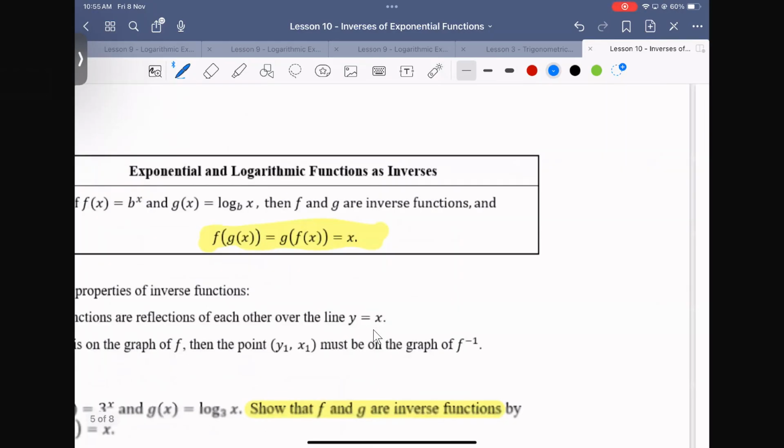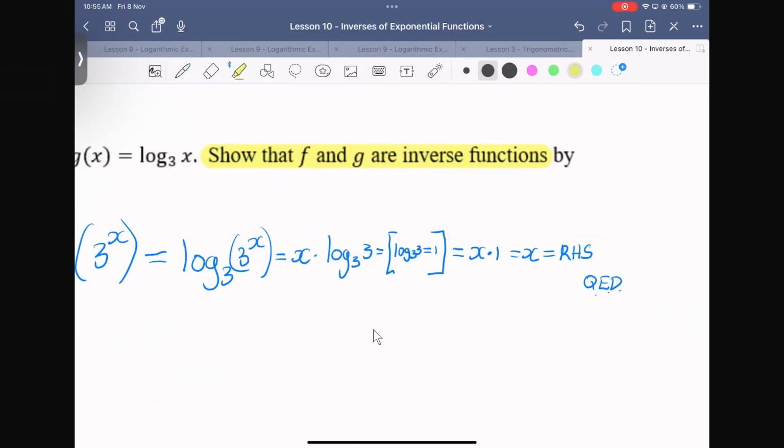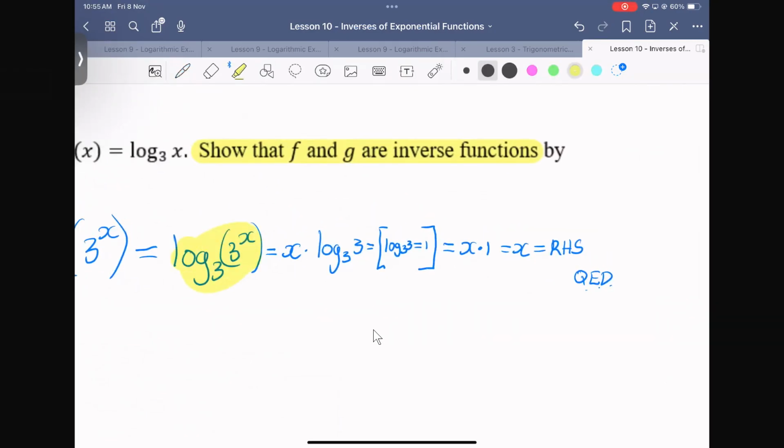The important thing to understand in this proof is the movement from this can't go straight to that, because in order to make that, you have to use the inverse property of these two functions. But that's what we're trying to show. So you can't just make that simplification. You have to go through this other step.